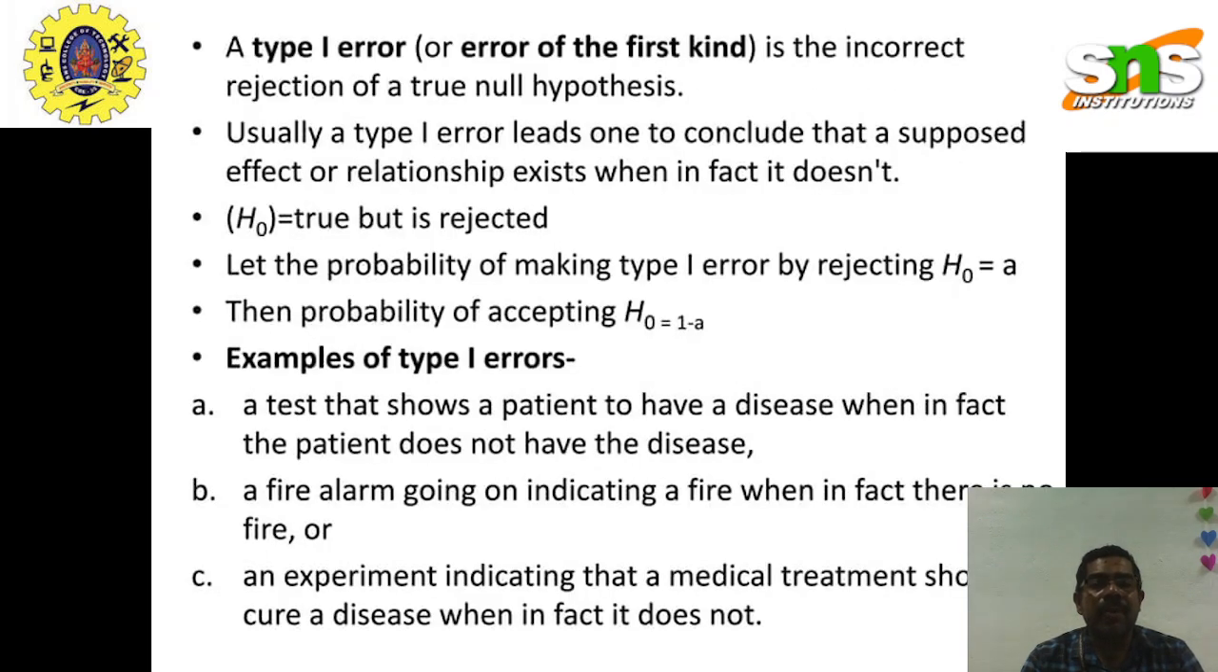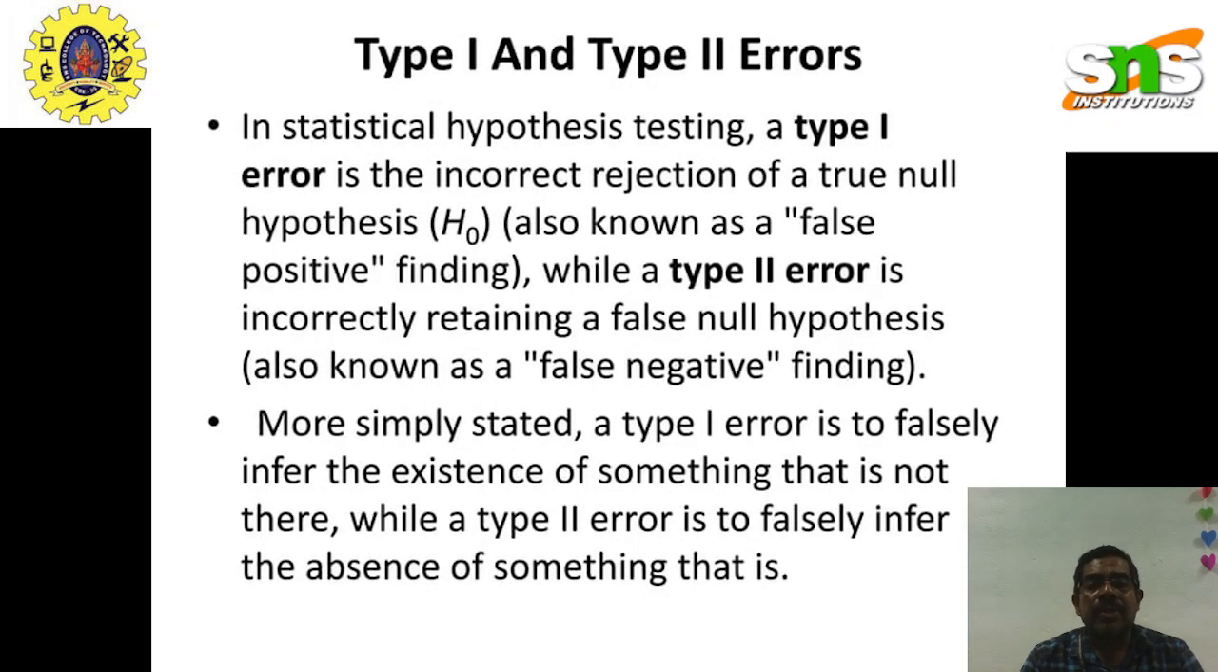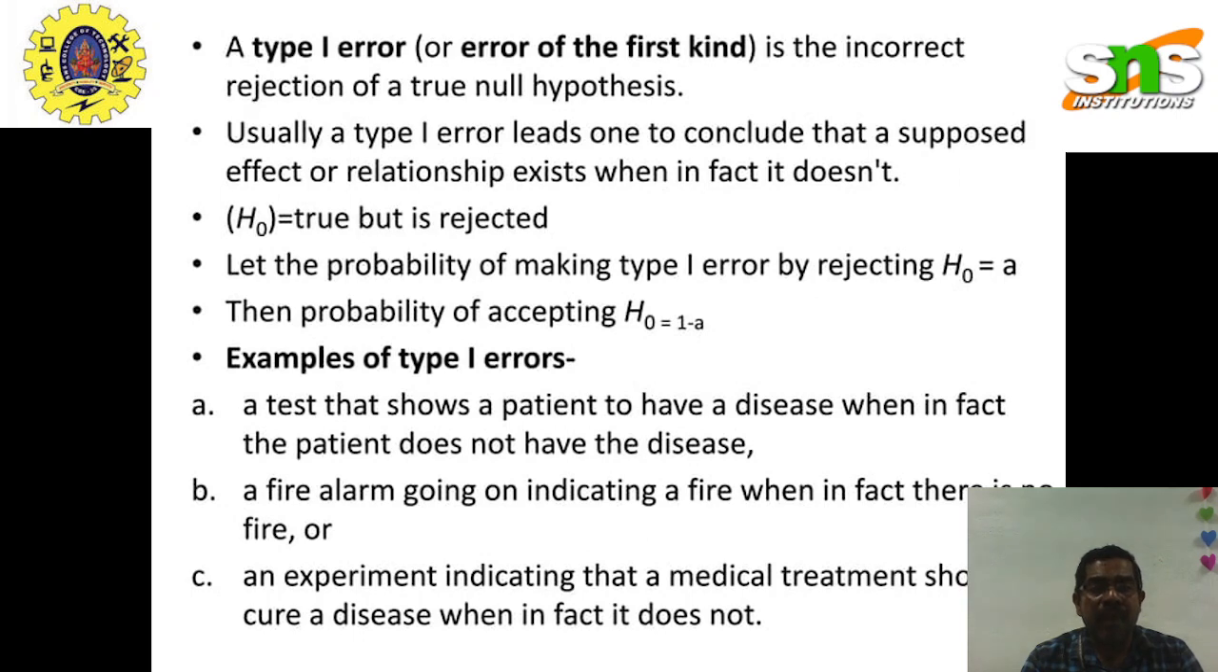Now let us talk about the type 1 error with an example. I am a patient, I am taking a test, and it shows that I have a certain disease, but in fact the patient does not have that disease. So this is called a type 1 error. In the previous slide I said it is the false positive. The result shows true, but in fact it is not happening. So this is called the type 1 error, the false positive.